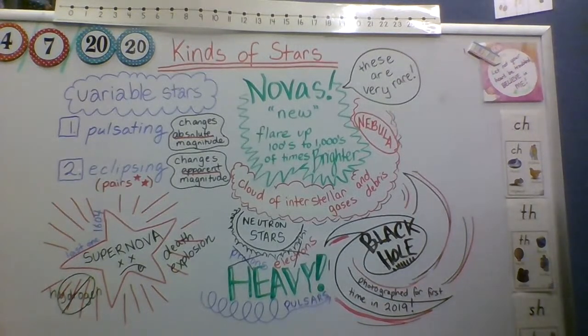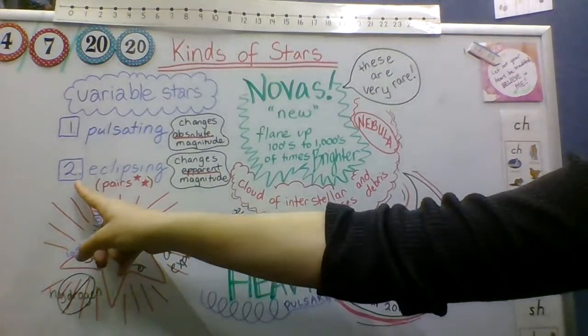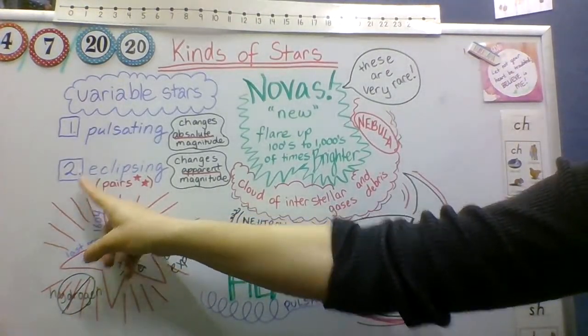And it's called pulsating because the changes from bright to dim and back again make it look like it's pulsating or vibrating almost. Okay. And then our second kind of variable star is called eclipsing star.